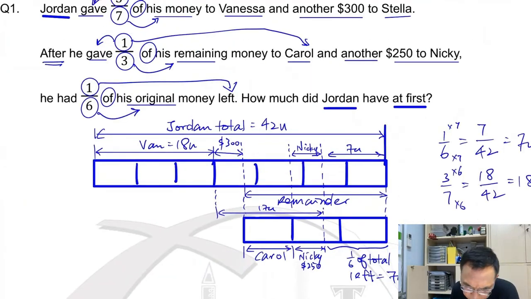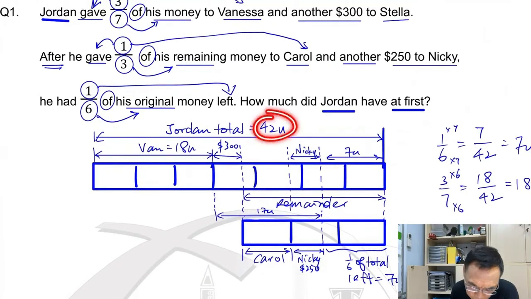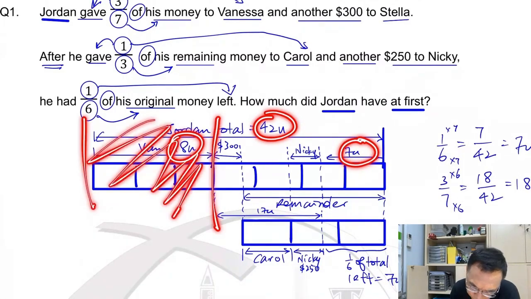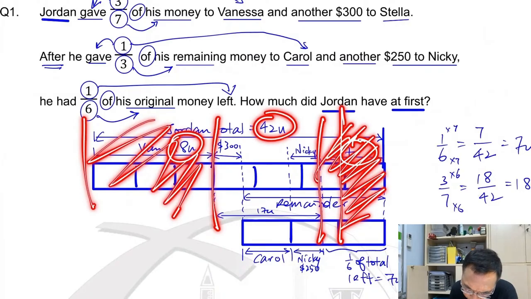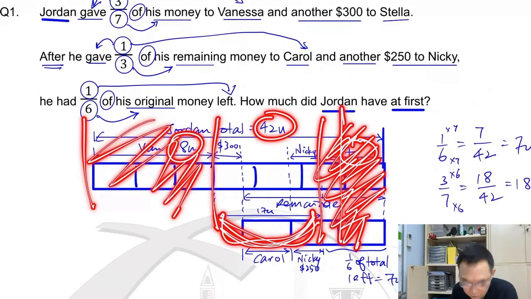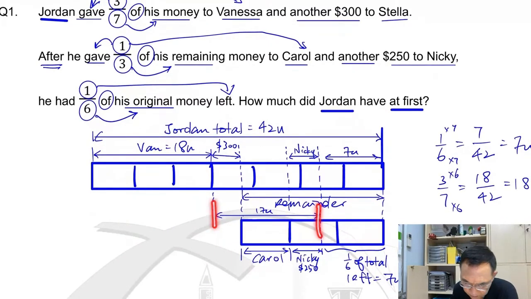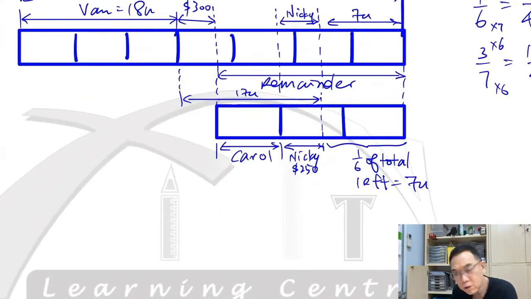Okay, why is this 17? Because when you take 42 minus 18 minus 7, you are subtracting away this, you are subtracting away this part. So you are left with this part. Okay, so this part is your 17. So 17 is here. Okay, now I'm going to show you all something.